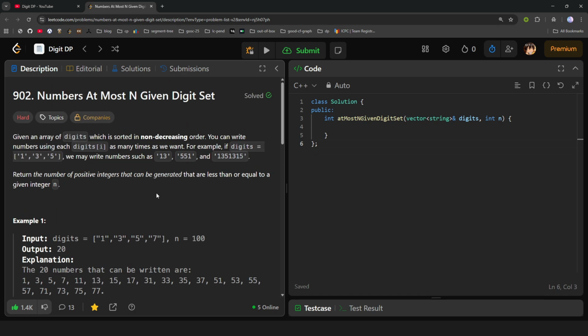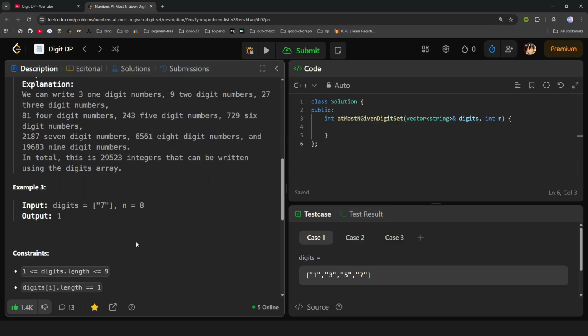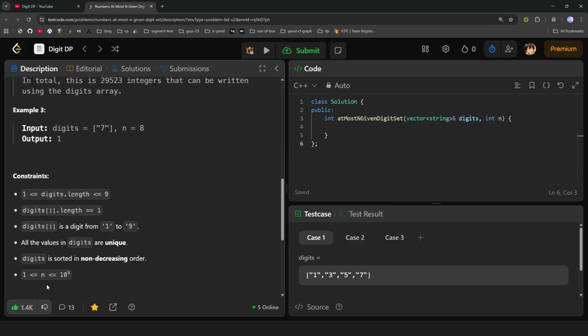So let us now first think, why is it a digit DP question? As we know, for a digit DP question there are 3 requirements generally. First, the constraint will be a little high. Here, the value of n can go up to 10 to the power 9, which is pretty high, right? So this is one indicator.